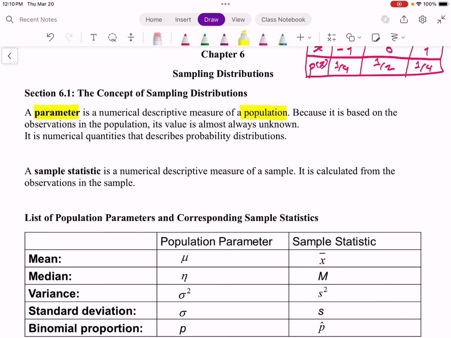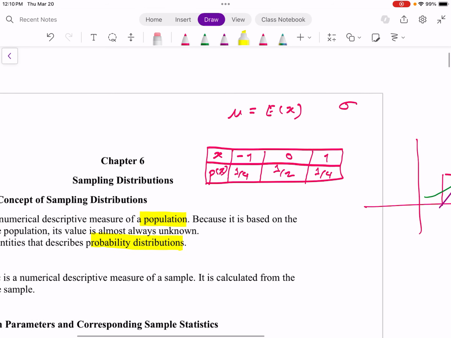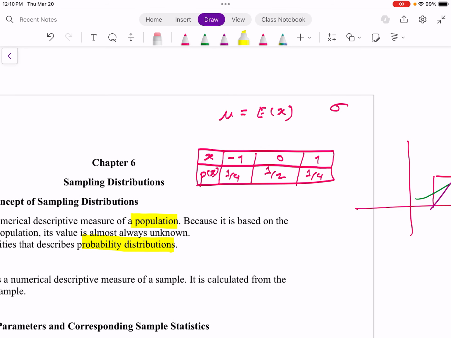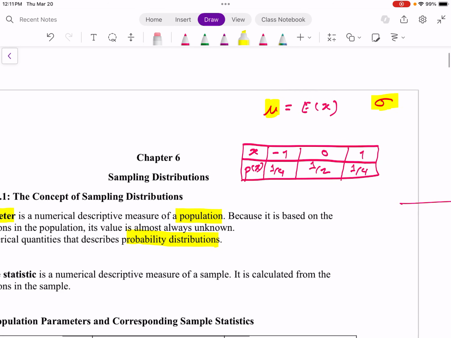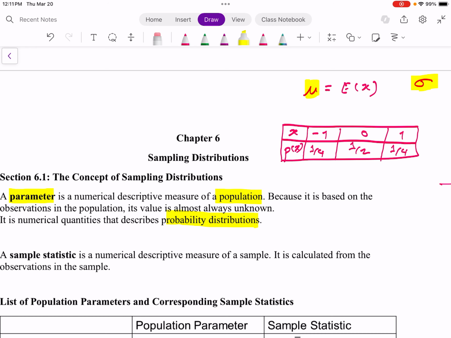Now, we also use parameters to describe the probability distribution, like here, where we have this discrete probability distribution for a discrete random variable. We use mu and sigma to describe this table, and this mu and sigma are also parameters. Okay, so a parameter is a numerical value. We use that numerical value to describe our population. We use this number to describe the probability distribution. So mu and sigma are the parameters.